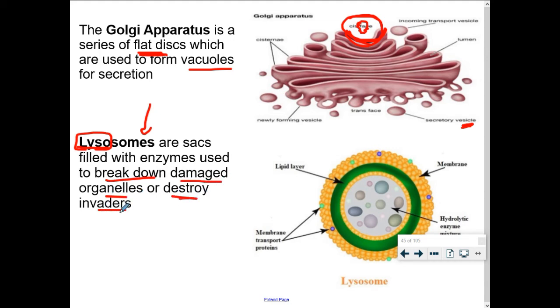It really does one of two things. A white blood cell's literal job is to engulf invaders, swallow them up, and destroy them. And it's lysosomes, these enzymes, that basically destroy things. They also break down damaged organelles.